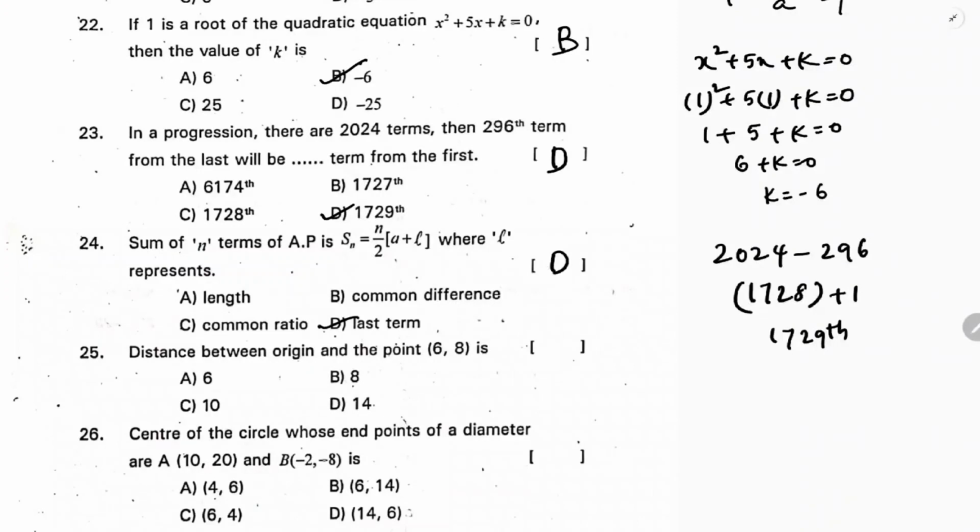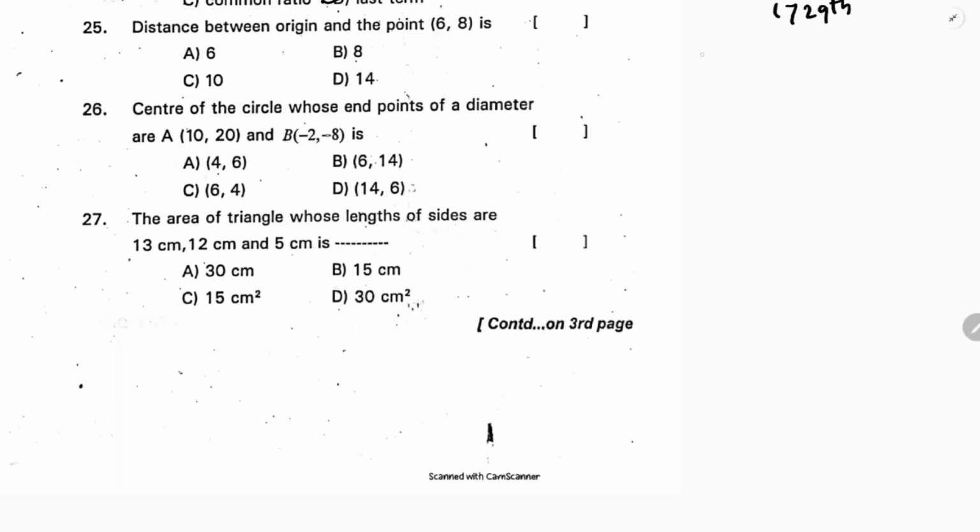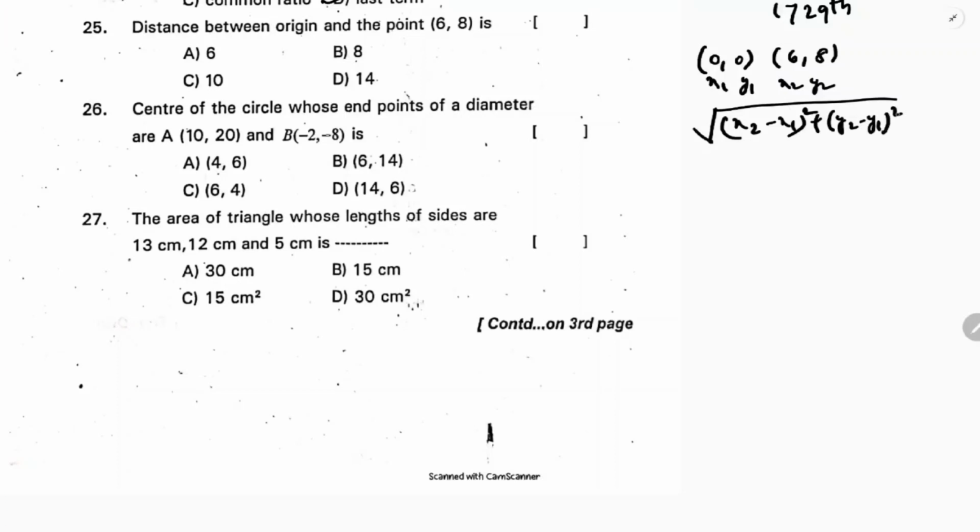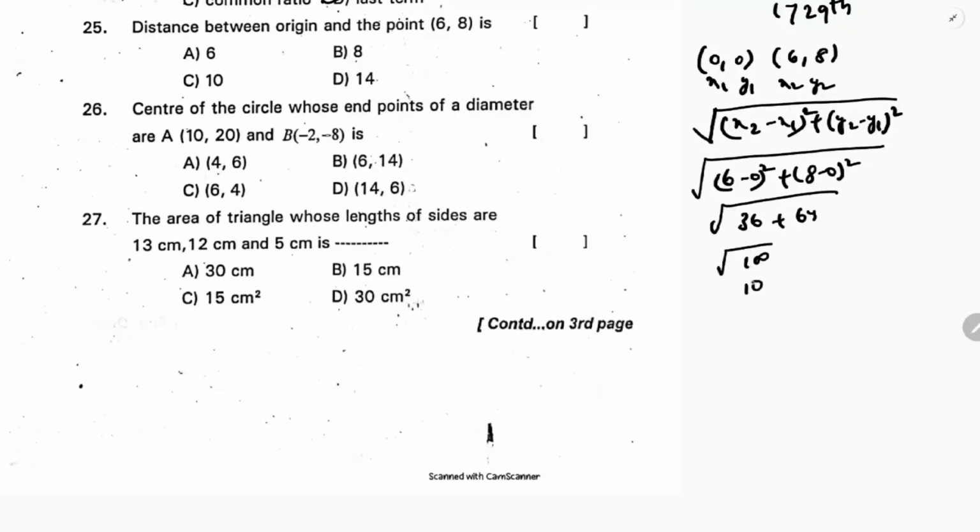Next one. The distance between origin and 6, 8. So see, this is x1, y1, x2, y2. So under root, x2 minus x1 whole square plus y2 minus y1 whole square. So 6 minus 0 whole square and 8 minus 0 whole square. So 6 square is 36, 8 square is 64, root 100, which is 10. So the correct option is C.